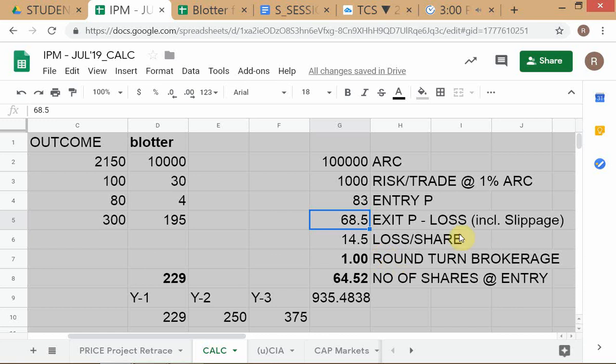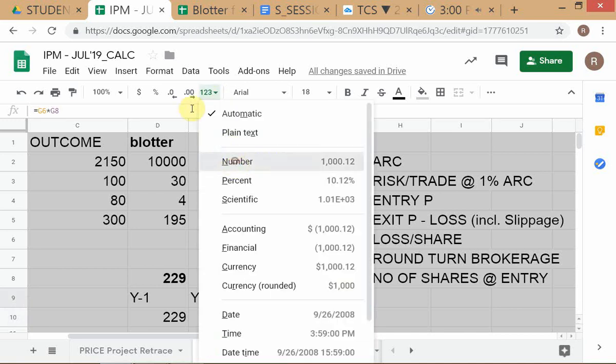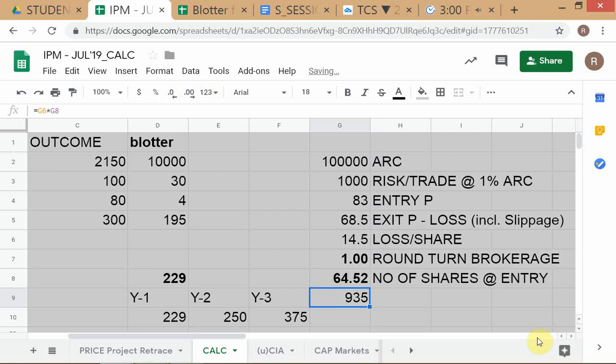So we have factored in slippage, and we have factored in the brokerage as well. Now you can see what this actually is: loss per share, number of shares. This is the total loss projected. Alright, so what are we saying here now?